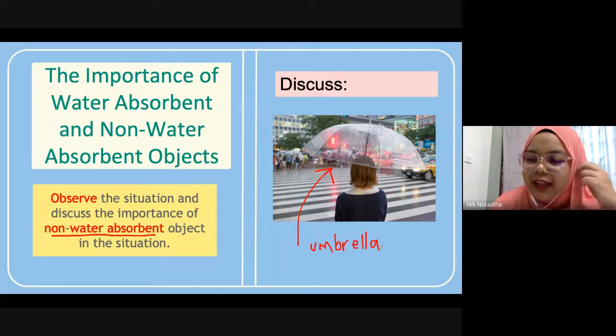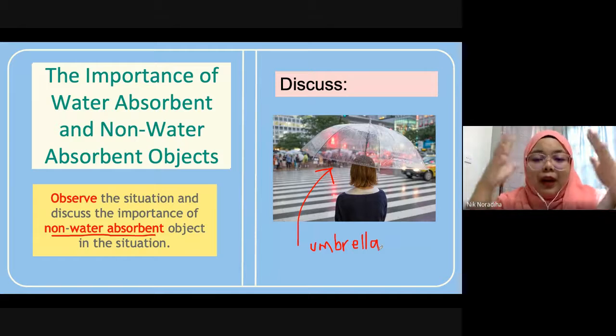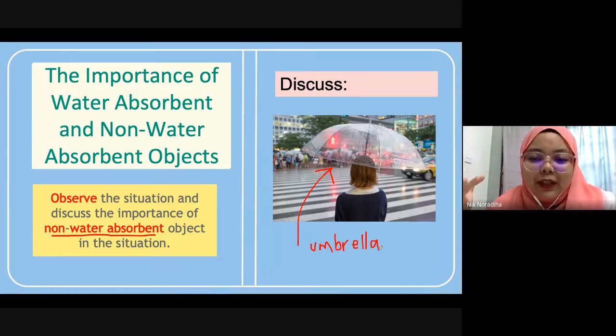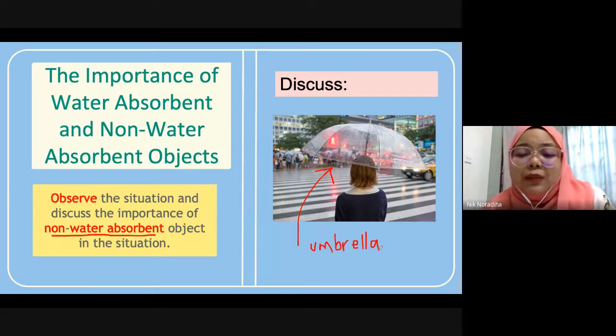Good job. Okay. So if our umbrella is water absorbent, the water can pass through. When the water can pass through your umbrella, what is the point of using the umbrella? You will get wet. So that's why we need our umbrella and our raincoat to be non-water absorbent, so that it can protect us from the rain.